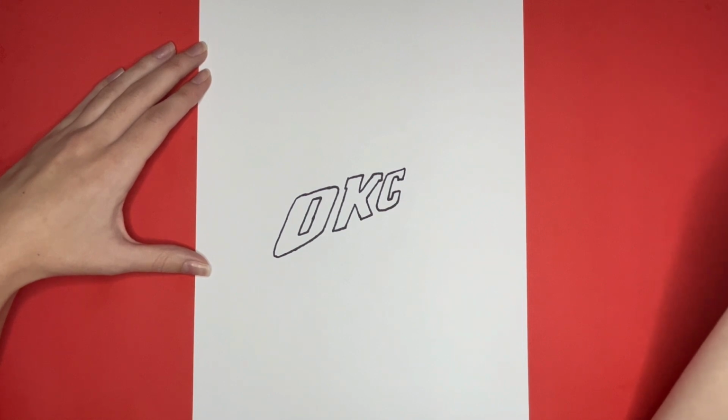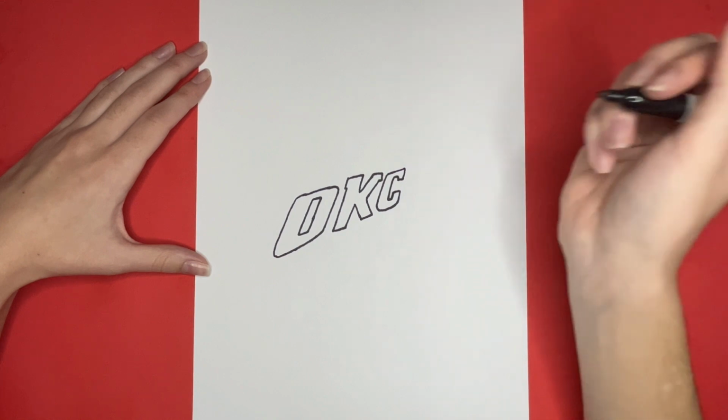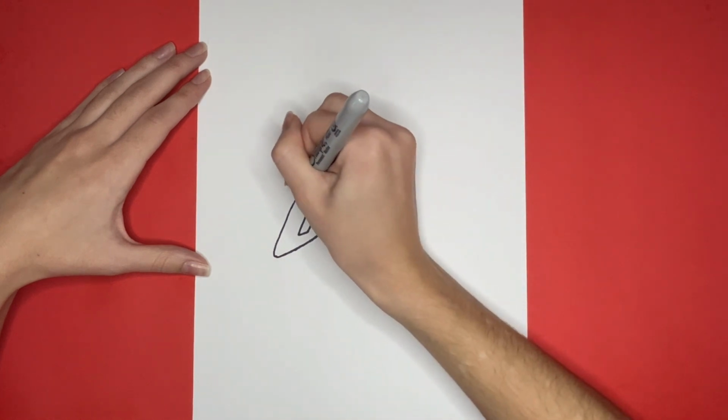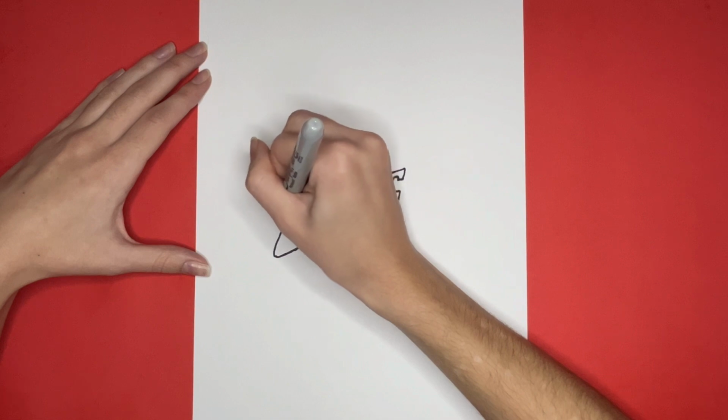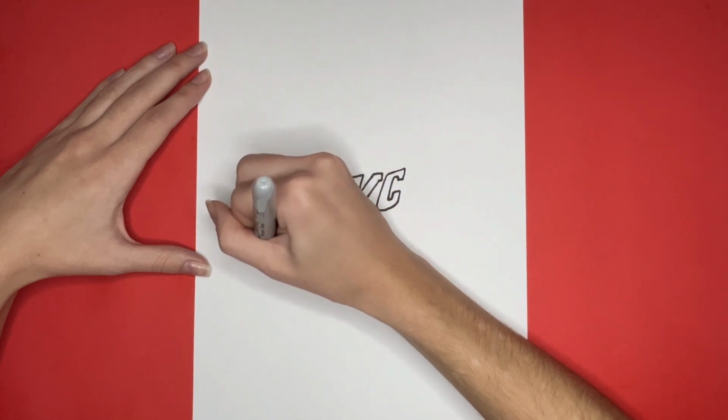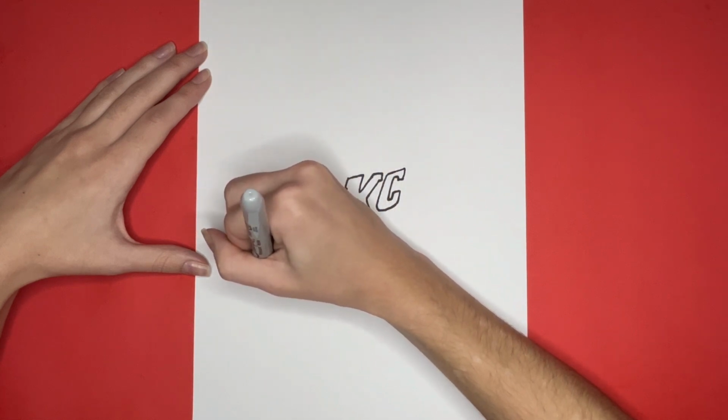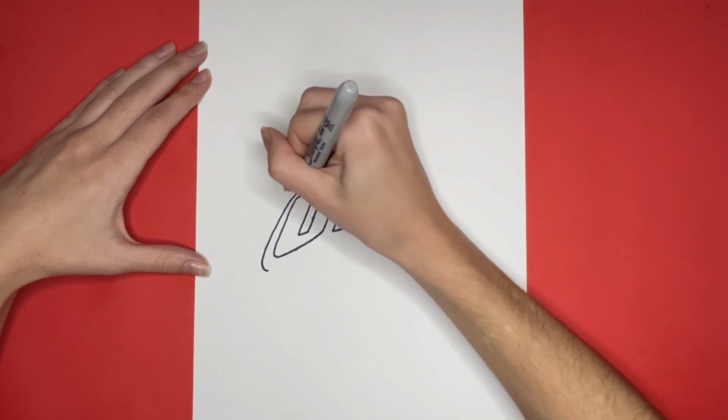Our letters look great! Next, we are going to draw an outline around all three of these letters. We are going to keep the outline pretty close to the letters except near the left corner where we are going to have a little bit more space right here, as you can see.